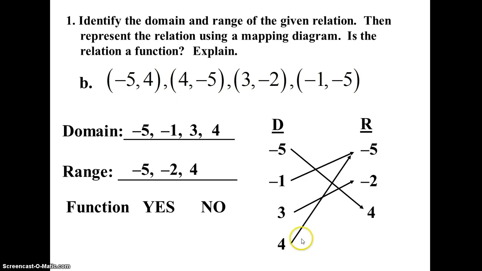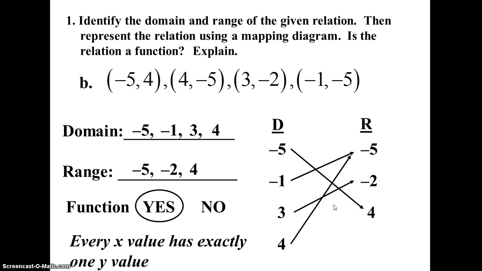Even though two different x values went to this y value, that's not what determines if a relation is a function or not. It's if each input has only one output, if each domain x value has only one y value or range. So yes, this is a function because each input has only one output.